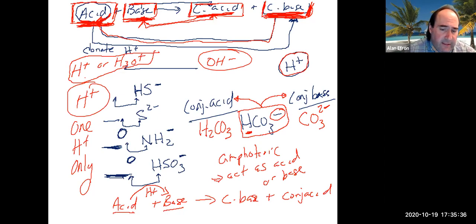As we saw in some of these examples, HS minus, when it loses an H plus, becomes S2 minus. When it loses the H, we lose the plus, and that makes it more negative, which is how we get to minus 2. So again, one H plus at a time is the only difference there can be in order for those things to be related to each other.